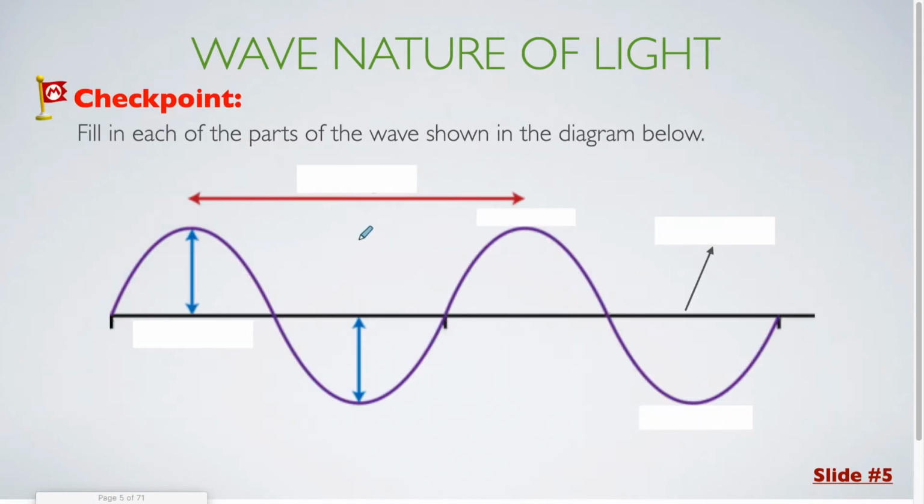For our first checkpoint question, we are going to be filling in the parts for the wave from the diagram on the previous slide. So you should write this out in your notebook. Okay, first up, we have our amplitude. Remember, that was the distance from our center line to the top point of our wave. We said before that the distance between our waves is considered the wavelength.